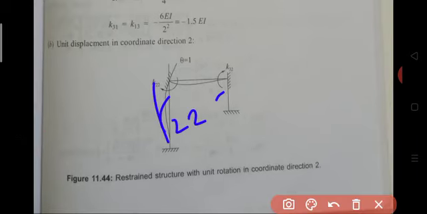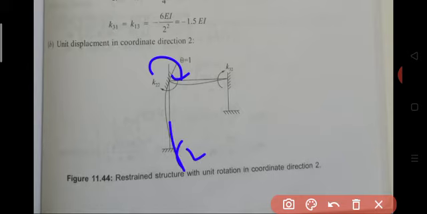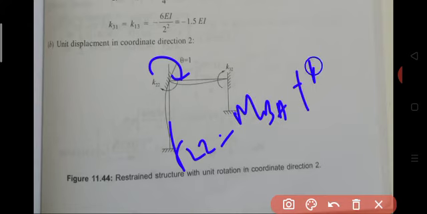Then K22. What is K22? K22 means the force developed in the second coordinate direction due to unit displacement given in the second coordinate direction. Our second coordinate is the moment coordinate at joint B. At joint B we have two members, BA and BC. Therefore K22 is equal to MBA plus MBC.